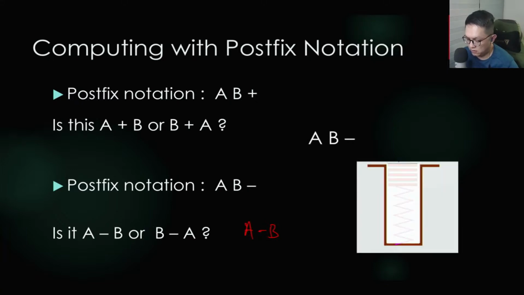Let's see how this works with a stack. We take in the first operand and push it in, then take the second operand and push it in as well. Once we encounter an operator, we start to pop things out. So we have B, which is the second operand, A is the first one, and then we do A minus B. That's how we do it.